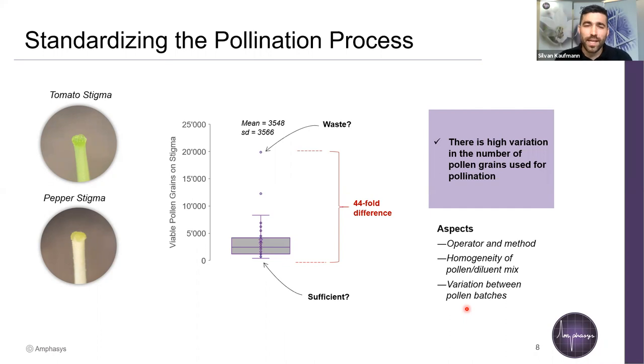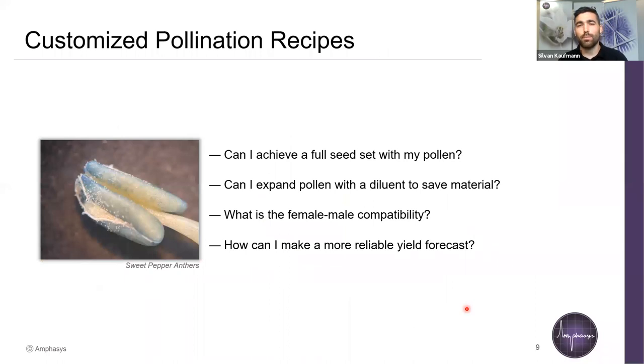And this brings me to the next topic, and let's call this topic customized pollination recipes. I would call them pollination instructions. They basically tell you how to pollinate in order to apply sufficient pollen. So basically applying a certain amount of viable pollen grains that are needed in order to get the full seed set, and at the same time not over-pollinating, not overloading the stigma.